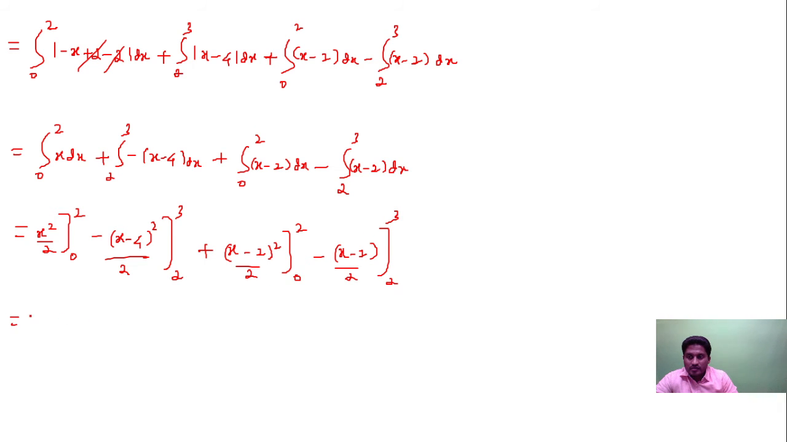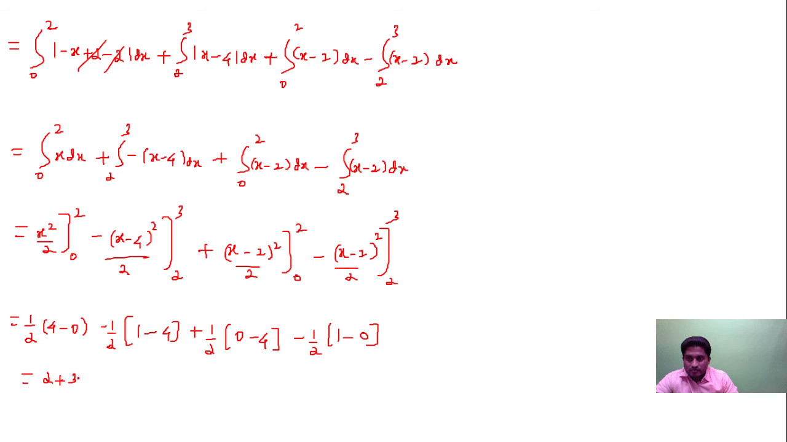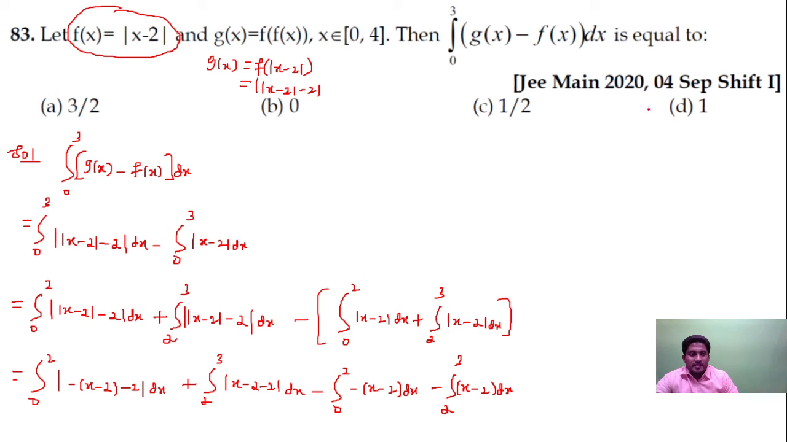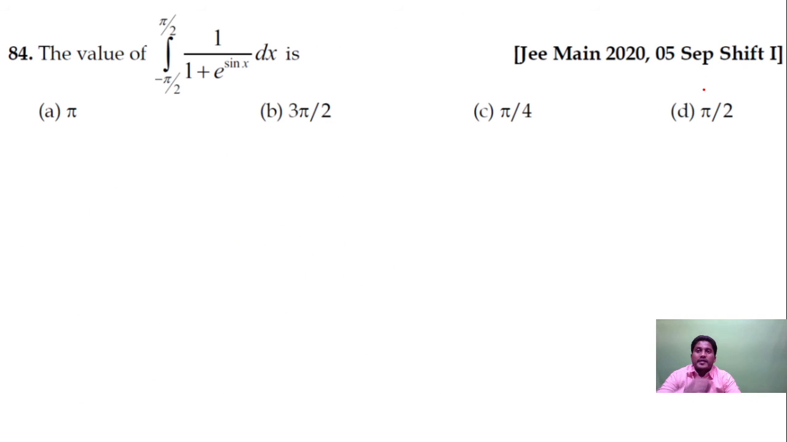So this is equal to half of upper limit 2 square is 4, lower limit is 0. Upper limit 3 minus 4 the whole square is 1, lower limit 2 minus 4 the whole square is 4, 1 upon 2. Upper limit 2 minus 2 is 0, lower limit 0 minus 2 the whole square is 4. Upper limit 3 minus 2 the whole square, let us not forget this, is 1, lower limit is 0. So this is 2, minus and minus is plus, so this is 3 by 2, minus 2 minus half. This will cancel. 3 by 2 minus 1 by 2 is 1. That's the answer, guys. Answer is option D. Okay, let's move to the next question.